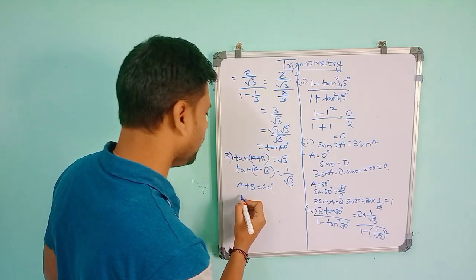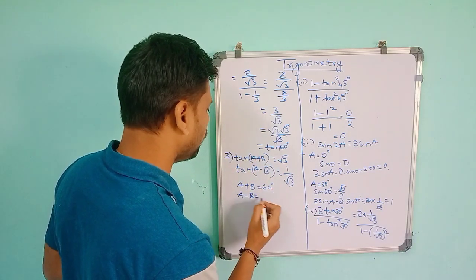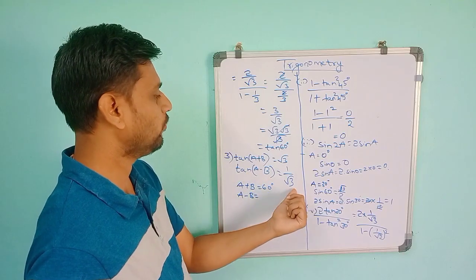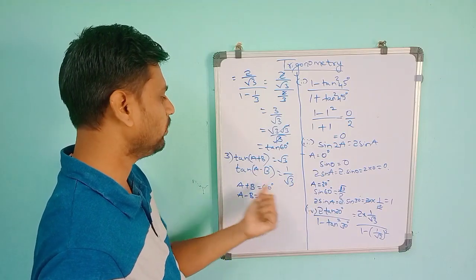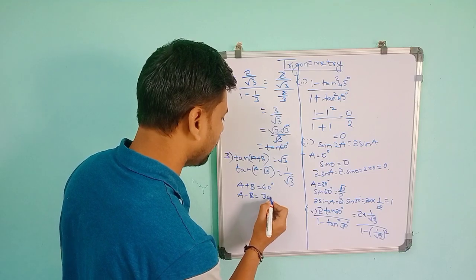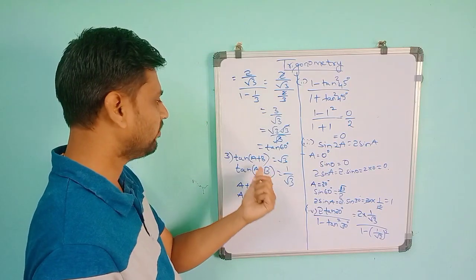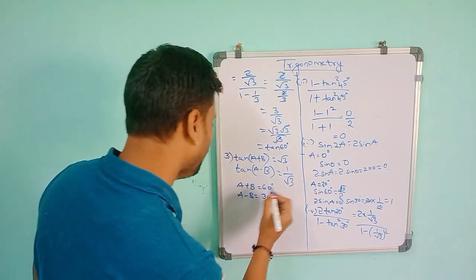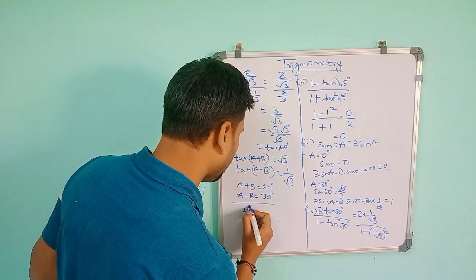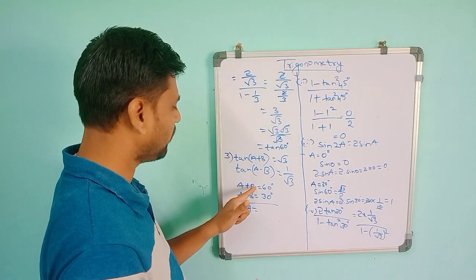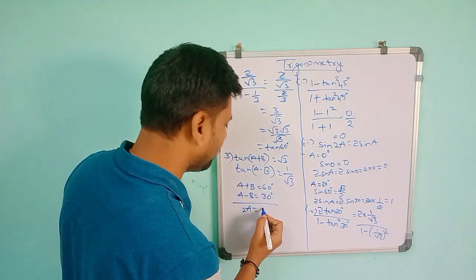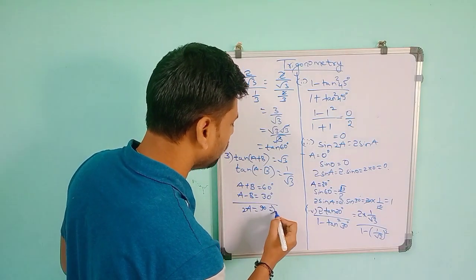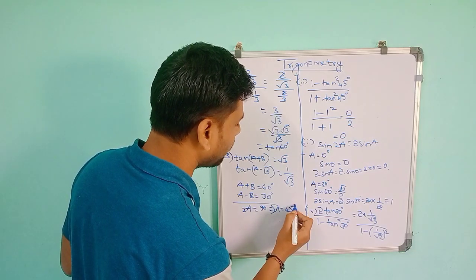Like that, A minus B is equal to tan of what will be 1 by root 3? Tan of 30 will be 1 by root 3. So it will be 30 degrees. So we got two angles: A plus B is 60, A minus B is 30. If you add both of these, you will get 2A. A plus A is 2A, plus B minus B gets cancelled. 60 plus 30 is 90. So A is equal to 45 degrees.